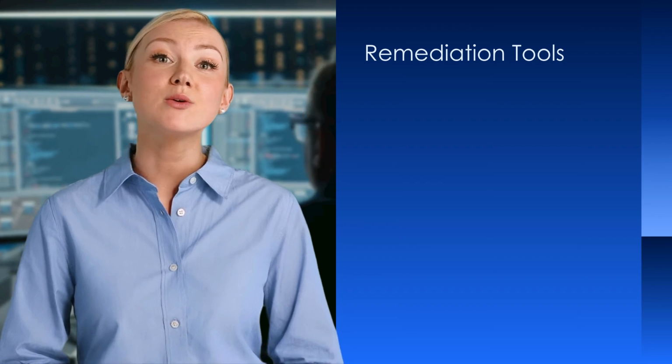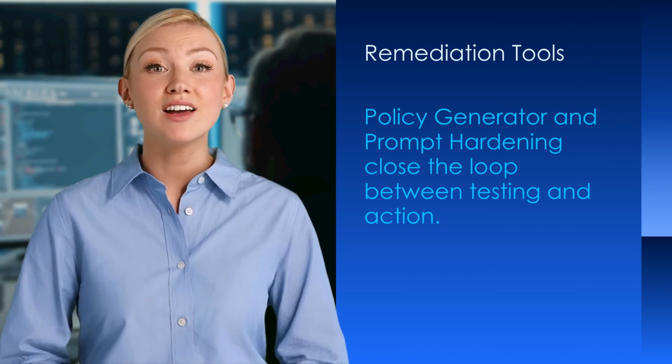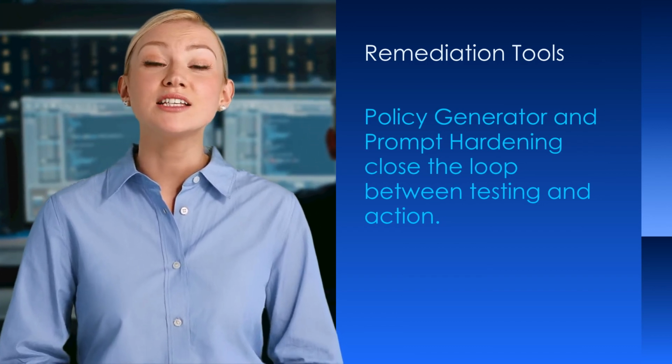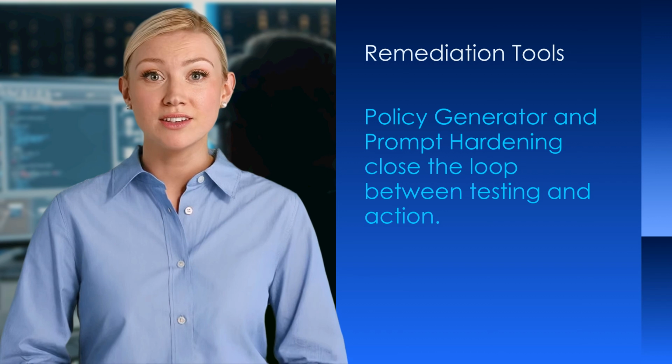So that's remediation, two tools that take you from here's what we found to here's what we've done about it. Policy generator handles your AI guardrails layer. Prompt hardening addresses the prompt itself. Together, they close the loop between testing and action.